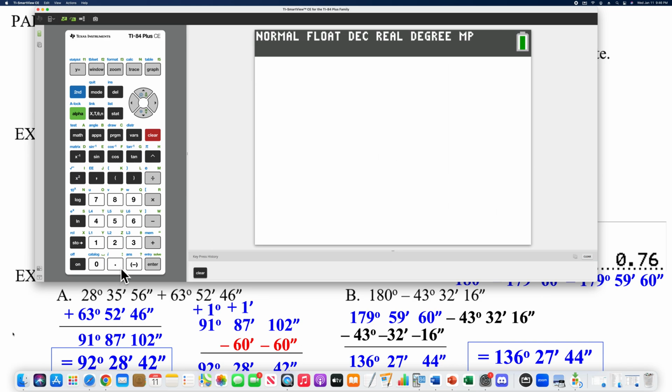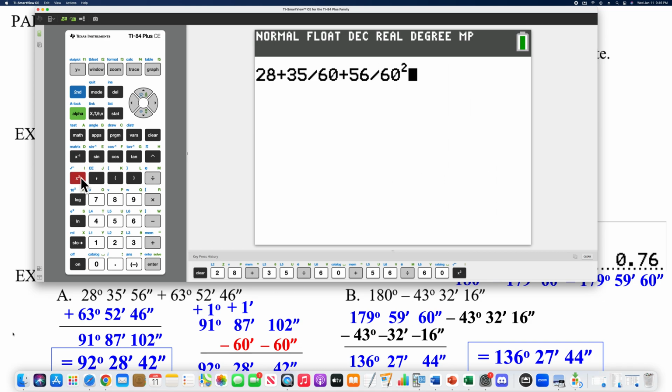So the way I would type this in is I'm going to use my store button to store these answers as angles in decimal format. So for example, I'm going to take 28 plus 35, divide that by 60, just like we did earlier in the previous video, plus the 56 divided by the 60 squared. That's that 3,600. And then I'm going to use the store button right here. I'm going to store it into alpha A. All 26 letters are on this calculator. You can store anything into any letter you want.